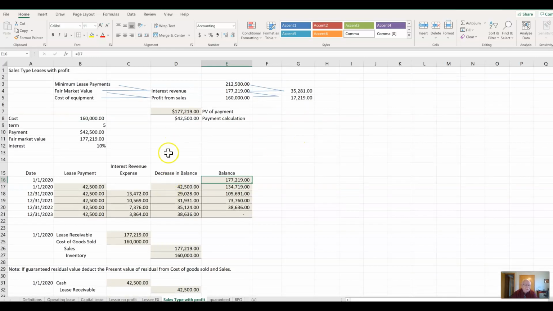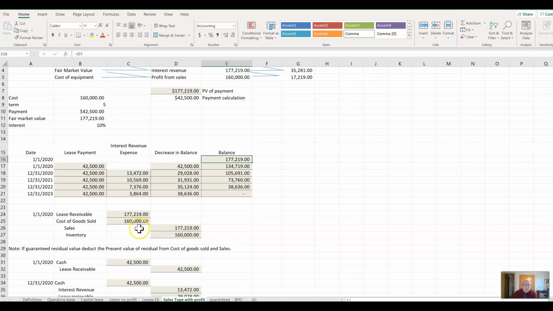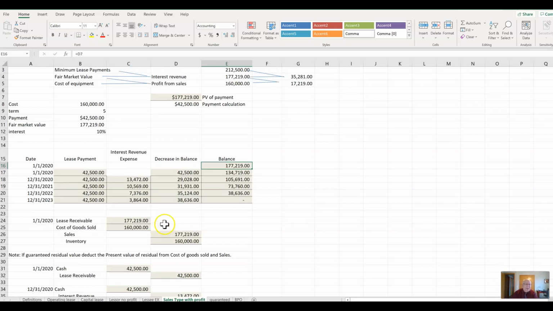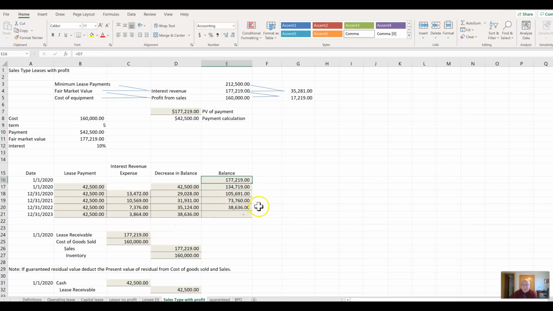Okay, so the only difference on this one would be the first entry here. You have a cost of goods sold and an inventory if you have a profit on your product. And this is basically for companies that manufacture the product and then sell the product and lease the product to somebody else. And that is leasing with a profit for the lessor. Like I said, the lessee doesn't change. You start there and you do it the same way you did the regular financing lease. All right, so that takes care of this one. And then the next one will be the guaranteed residual and probably the bargain purchase option, I hope.